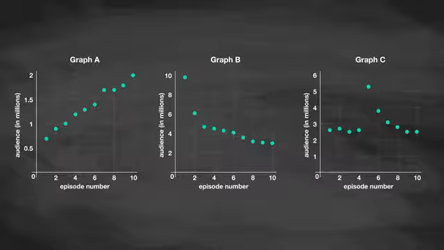The function values A of 7, B of 7, and C of 7 represent the audience for the 7th episode of each show. To determine which show had the greatest audience for the 7th episode, you need to find each function's value for the input 7.